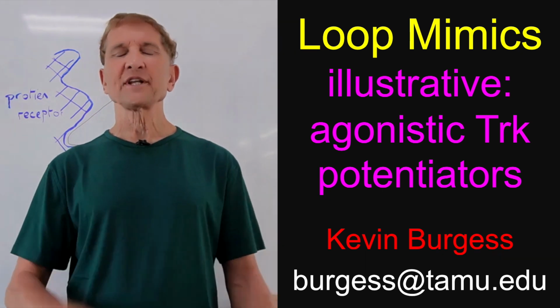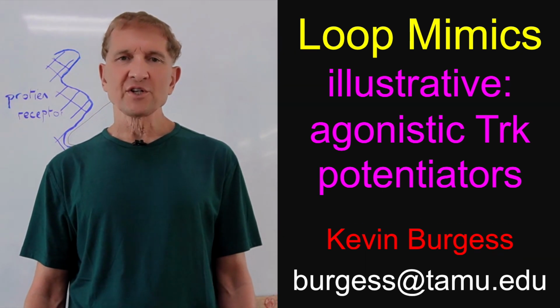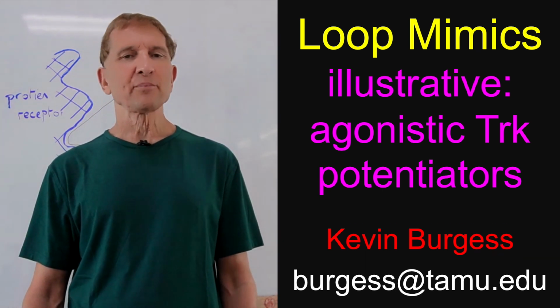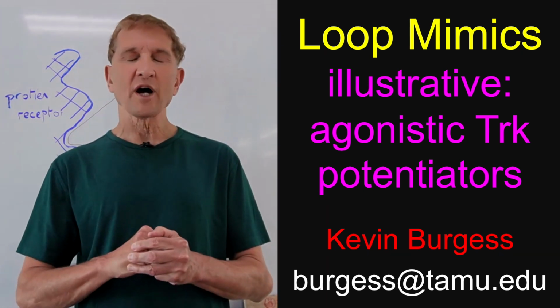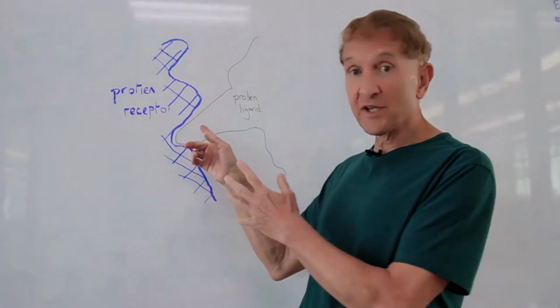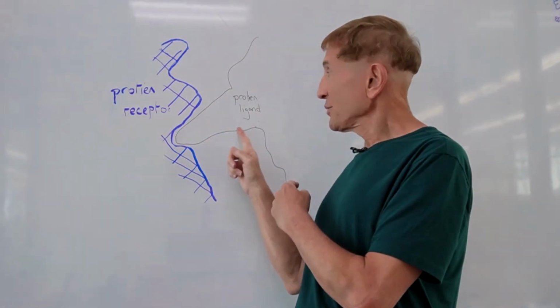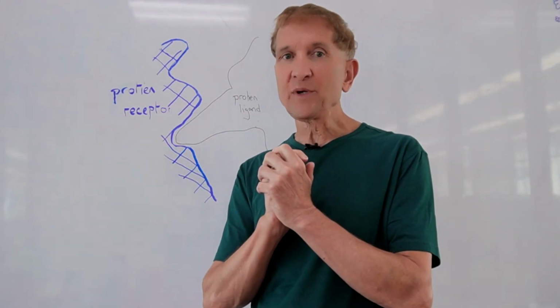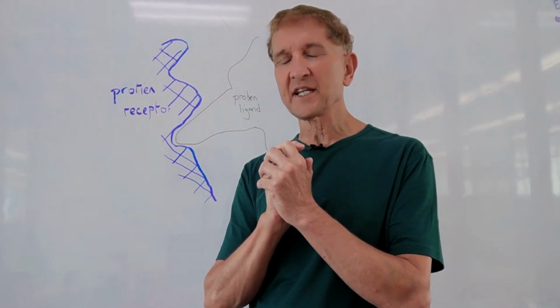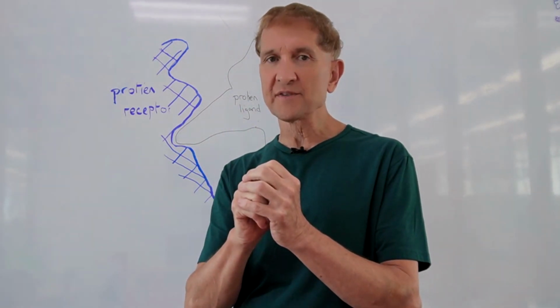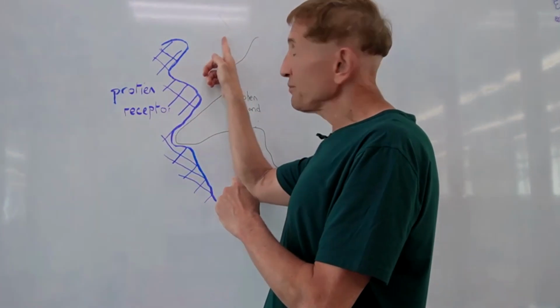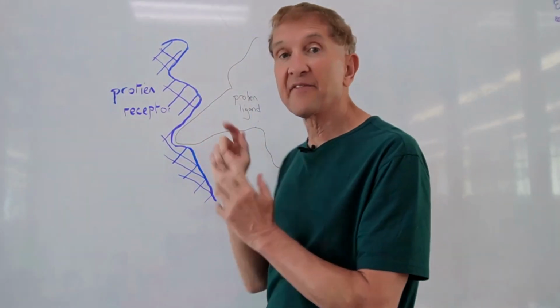Well, hello everybody. In our group, we research loop mimics at protein-protein interfaces. And it's important to understand why. Let's say we have a protein receptor and it binds a protein ligand. If we'd like to displace that protein ligand and agonistically give the same response, we might make a loop mimic to bind in the very same site.